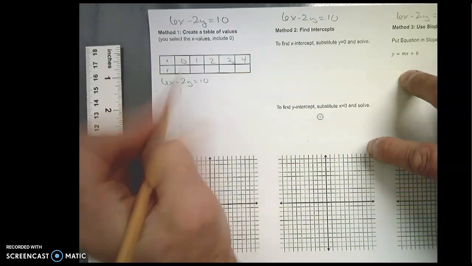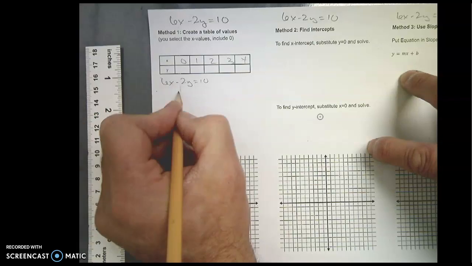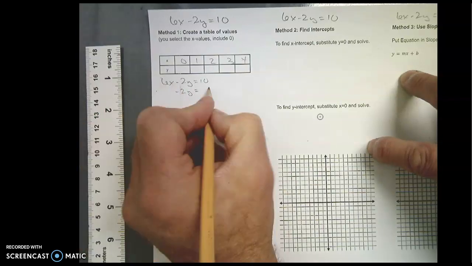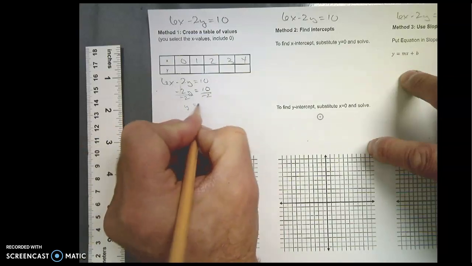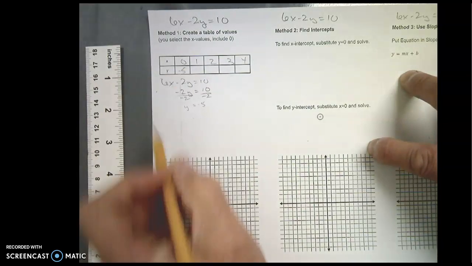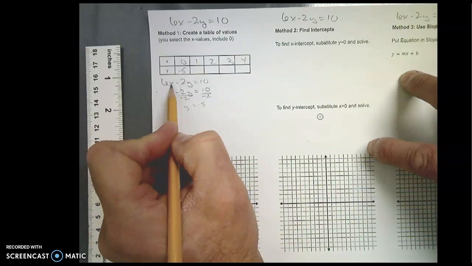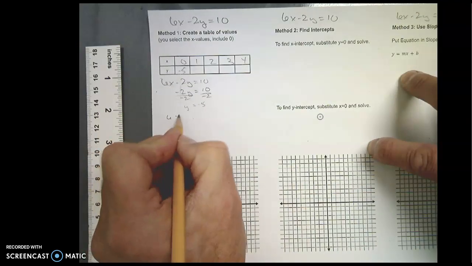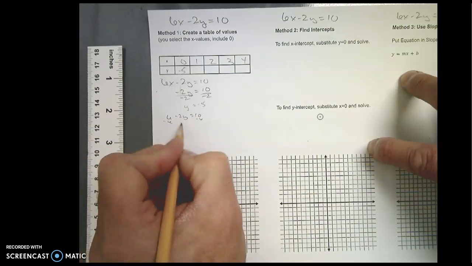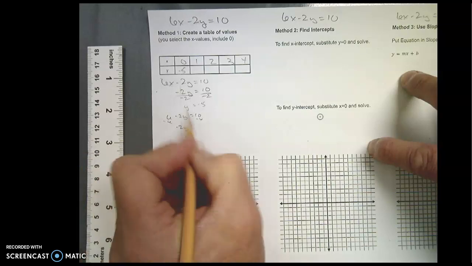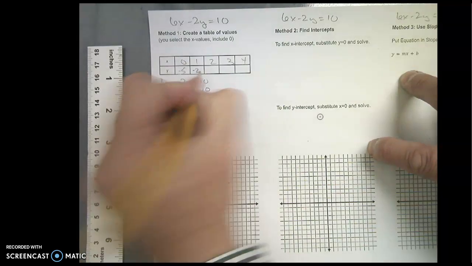minus 2y equals 10. If I put in 0 for x, I'm going to get 6 times 0, so that's going to fall off. I'm going to be left with negative 2y equals 10, divide by negative 2, y equals negative 5. And do the same thing with 1. If I put 1 in for x, this becomes 6 times 1, which is 6. And then I'm going to solve for 2y. I'm going to subtract 6 from both sides. I get negative 2y equals 4. Then I'm going to divide by negative 2, and I get negative 2.